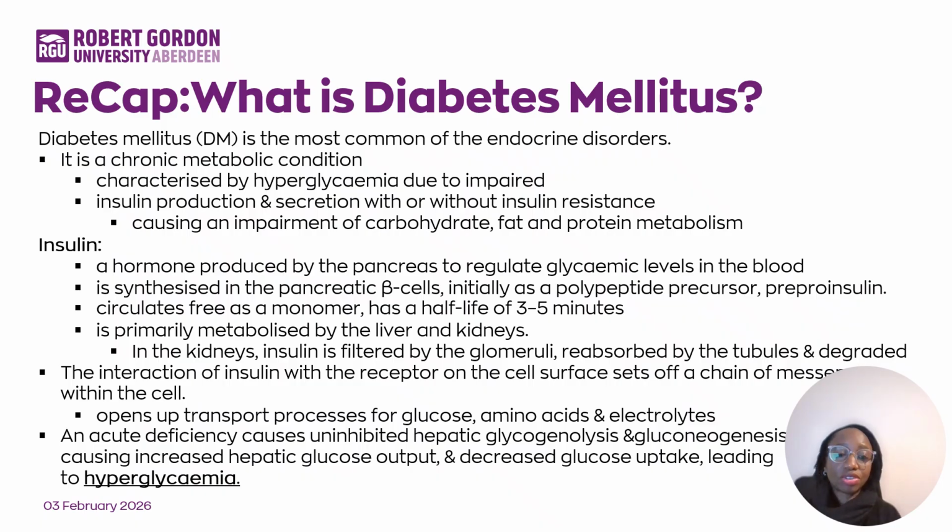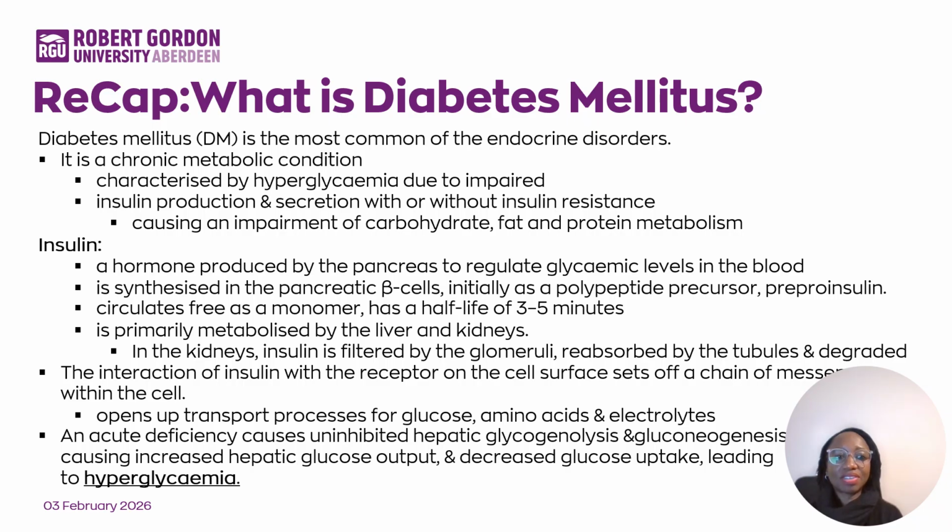So just as a reminder, insulin is a hormone produced in the pancreas to regulate glycemic levels in the blood. It is synthesized in the pancreatic beta cells, initially as a polypeptide precursor, pre-proinsulin. It circulates freely as a monomer and has a half-life of 3 to 5 minutes. It is primarily metabolized in the liver and kidneys.